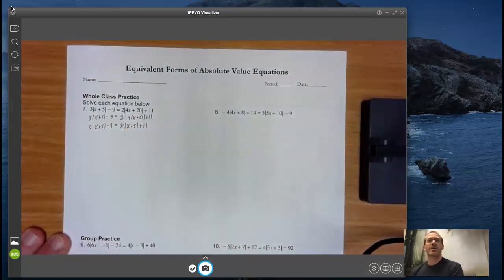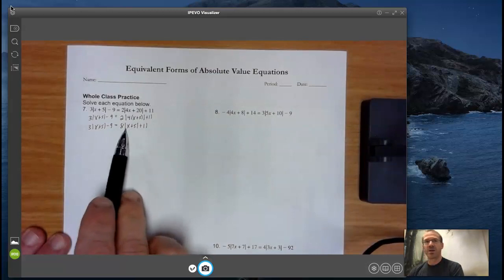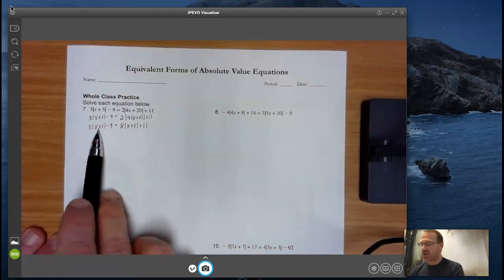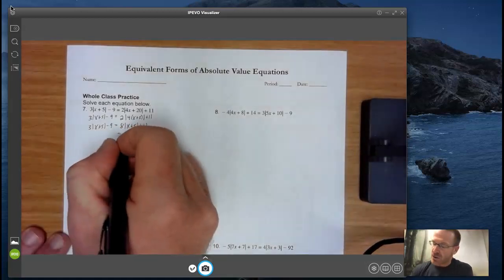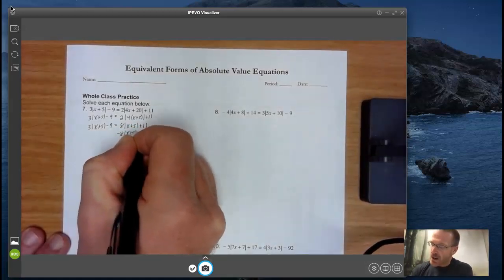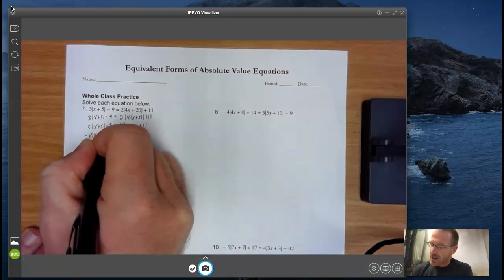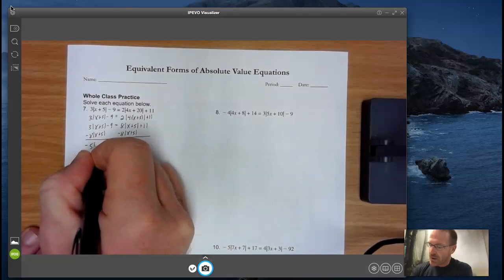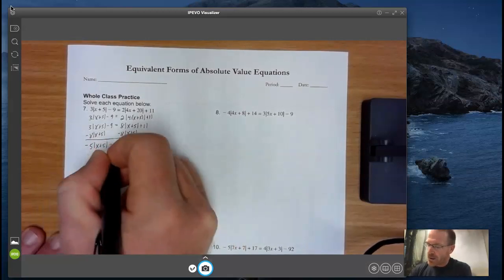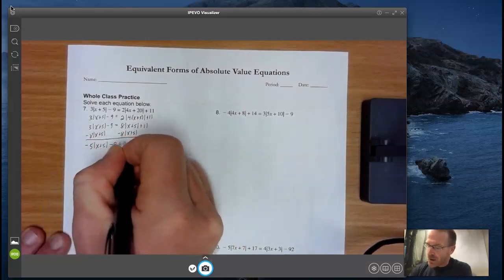And notice what I have done now. Now I have created like terms. This absolute value of x plus 5 is just like that absolute value of x plus 5. So notice I can subtract this from both sides. I can treat those just like terms. So negative 5 times the absolute value of x plus 5 minus 9 equals 11.